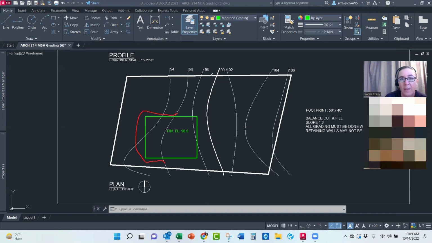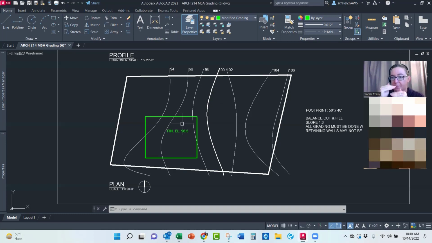Okay, let me clear that. Now let's talk numbers. If our finished elevation is 96.5 and our slope is 1 in 3, how far away should that 96 contour line be from our building flat pad? 3 feet? It's going to be 1.5 feet, because the distance in elevation is only half a foot. You should write that down so you don't forget. That's important information.